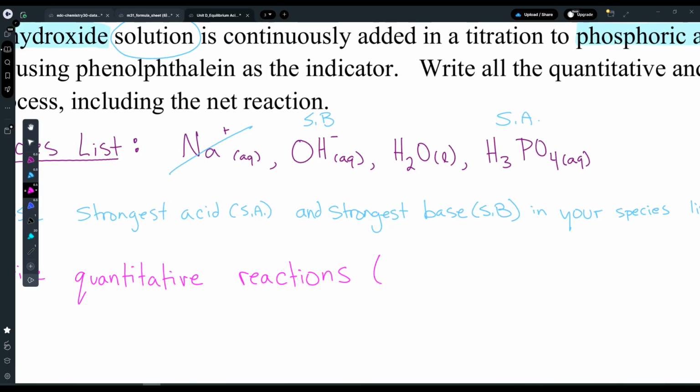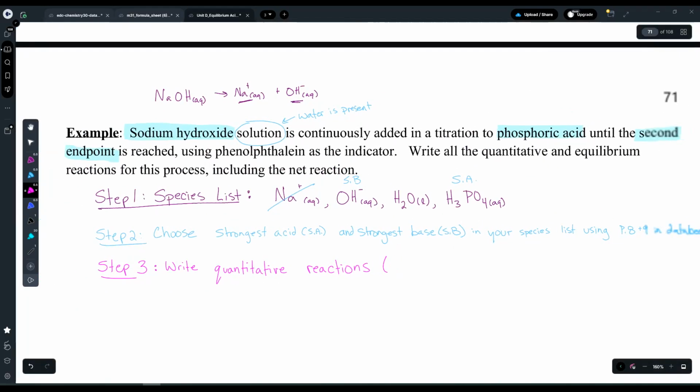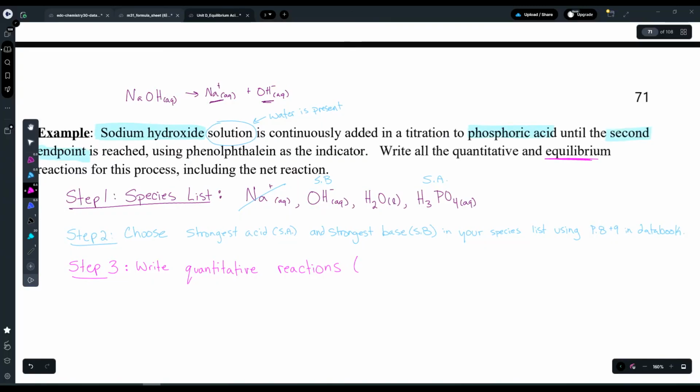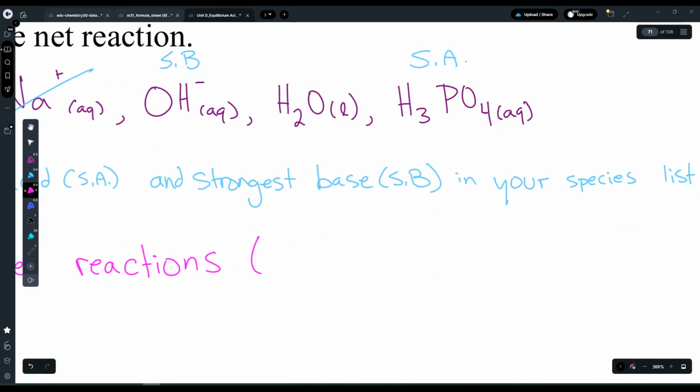So after we're done writing our quantitative reactions, if applicable, which it is in this case, the question does say, write all of the quantitative and equilibrium reactions for this process. So after we're done writing the quantitative reactions, we will have to write an equilibrium reaction. But what I'm going to do is make this general enough to apply to a wide range of questions.